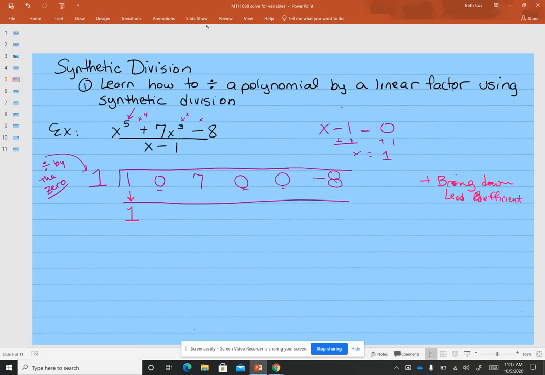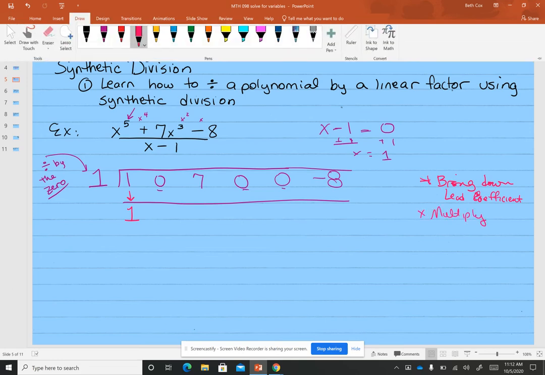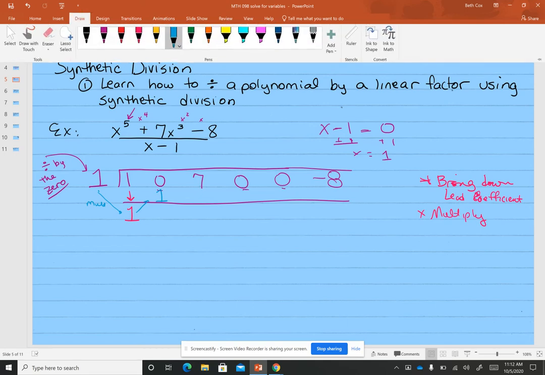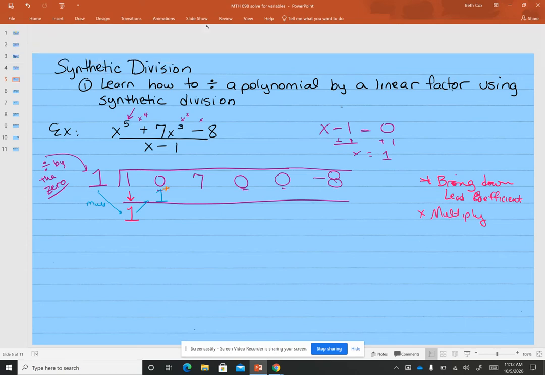Okay. And then we're going to multiply. All right, we'll change colors for that. I'm going to do 1 times 1, multiply here, and I'm going to put my answer in the next column. Okay, so I multiply, and then I'm going to add. I'm going to add 0 plus 1 and get 1. And then I'm going to do it again. So multiply and then add. Repeat. All the way down.